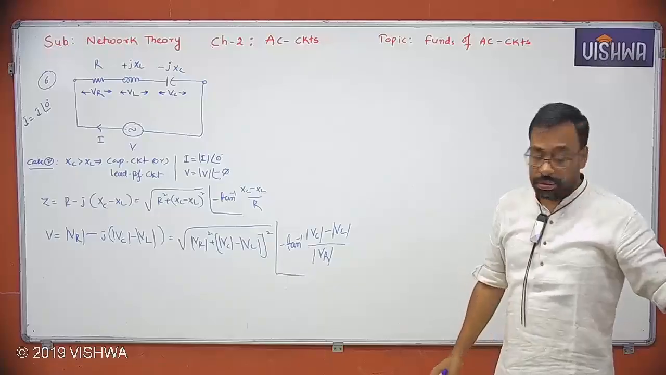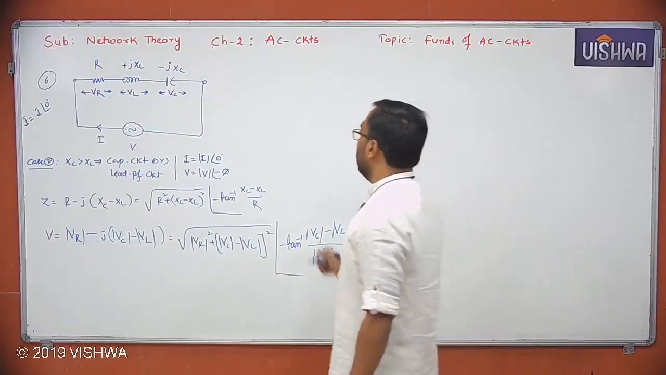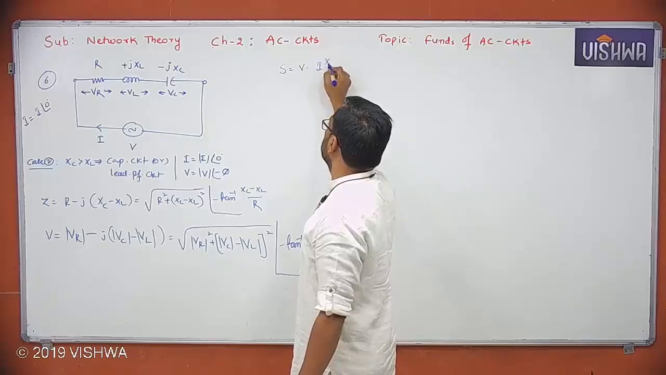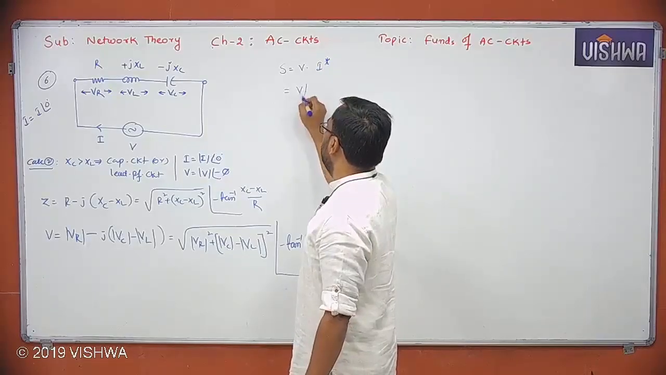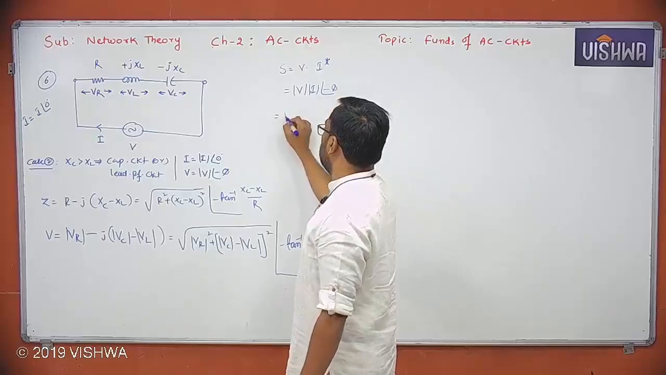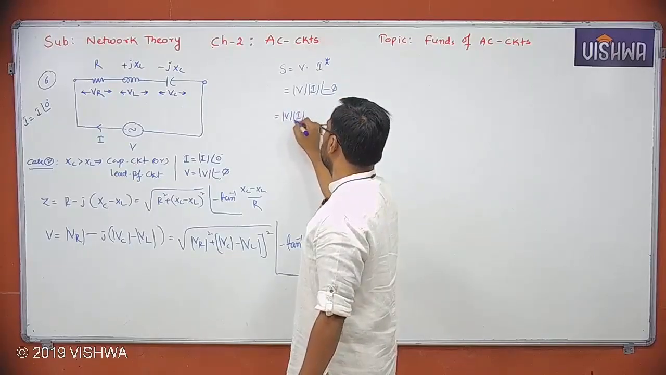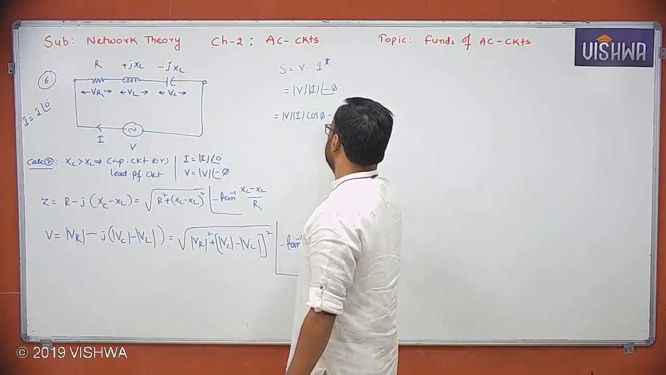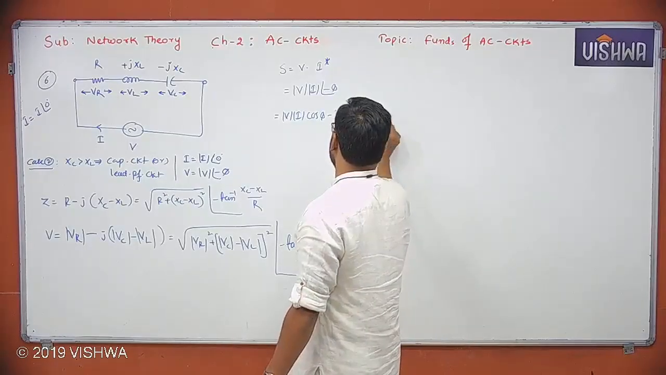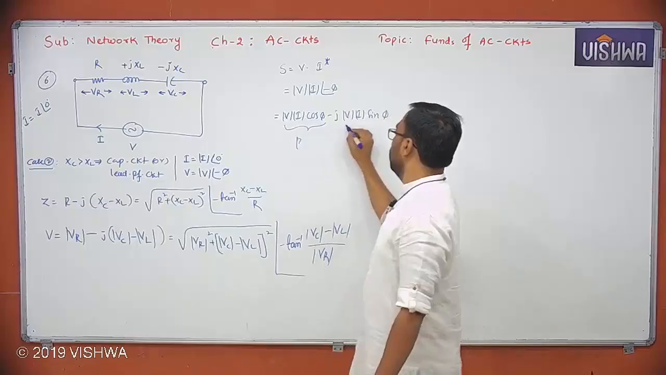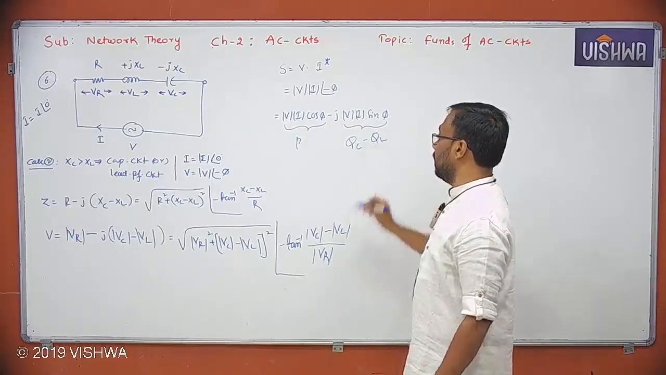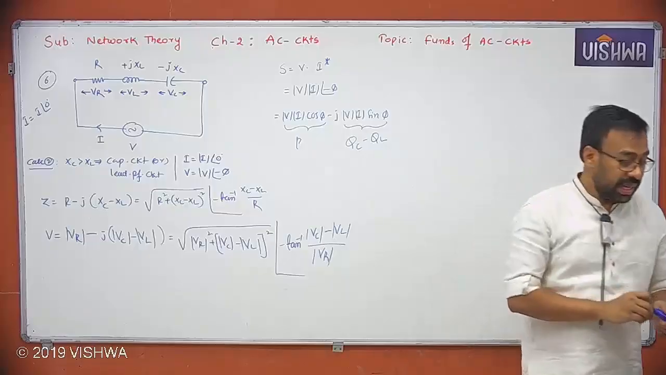Okay. S is equal to, same again, V into I conjugate. Now you get VI at an angle of minus phi, which is equal to VI cos phi minus JVI sin phi. This is P. This is QC minus QL, because XC is greater than XL. Yes or no?